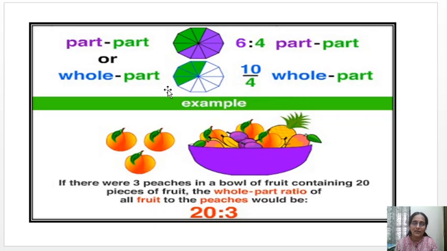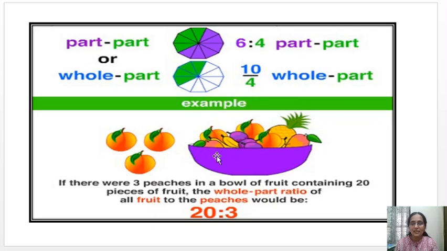When the whole has to be compared with the green part, there are 10 parts in the whole, so it is 10 to 4. It can be written as 10:4.